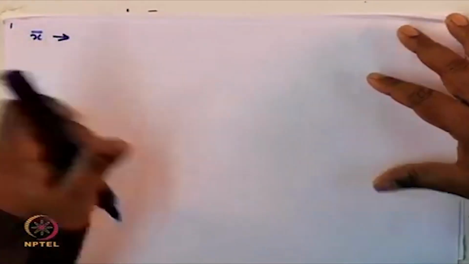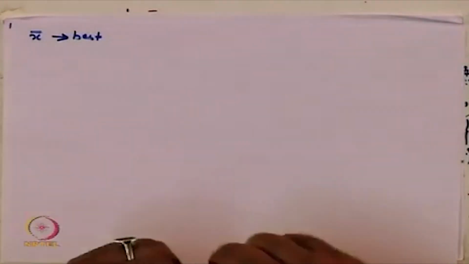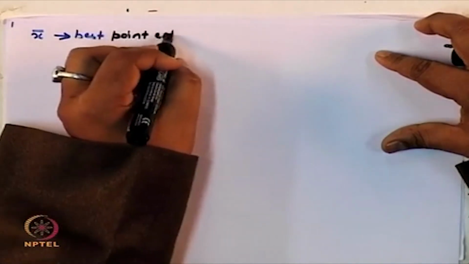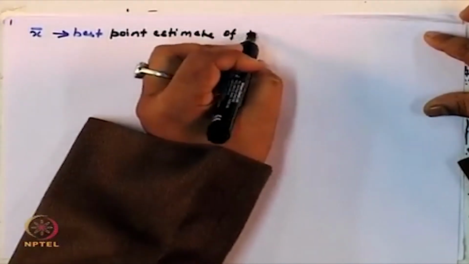So, in the last lecture we had discussed confidence intervals, and we discussed point estimates and interval estimates, right. We had shown and discussed that for any sample, x bar is the best point estimate of the population mean.